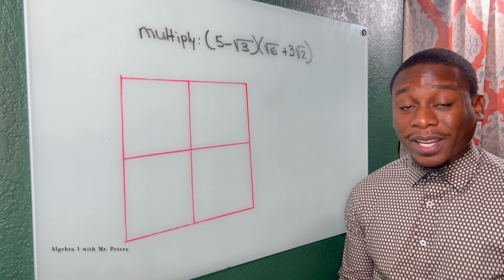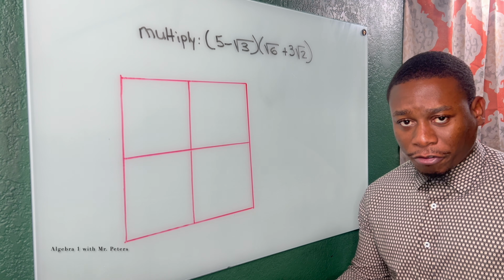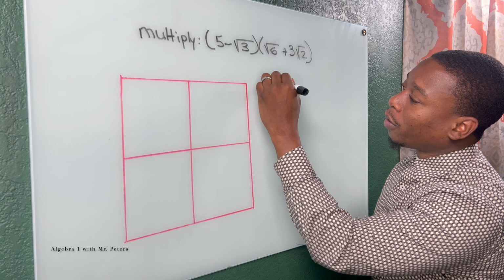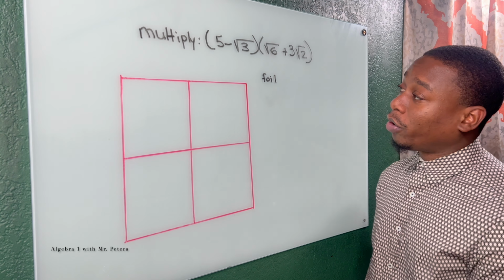In this video, I'm going to show you how to properly FOIL when we have binomial expressions that have radicals in them. To properly solve this problem, we are basically FOILing. And if you remember the acronym FOIL, all it's saying is that we're going to distribute in a specific order.